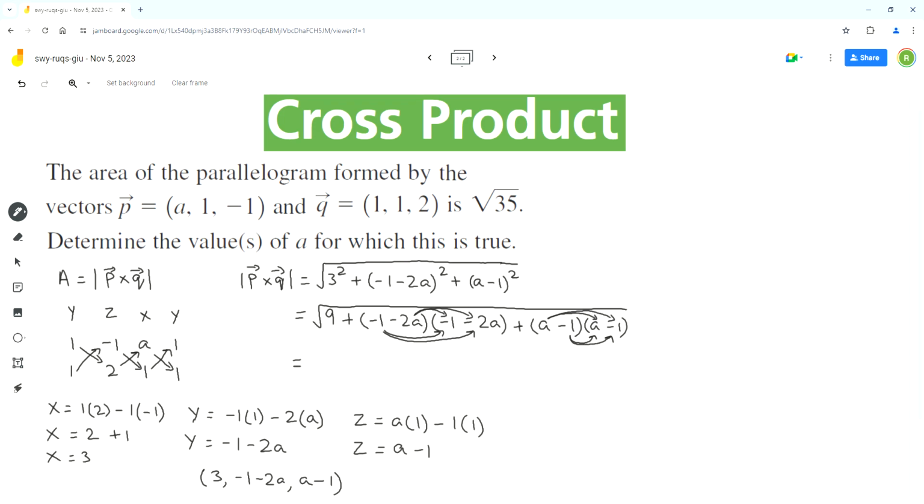So we get, negative 1 times negative 1 is positive 1. Negative 1 times negative 2a is positive 2a. Negative 2a times negative 1 is positive 2a. And negative 2a times negative 2a is positive 4a squared. Then a times a is a squared. A times negative 1 is minus a. Minus 1 times a is minus a. And minus 1 times minus 1 is positive 1.